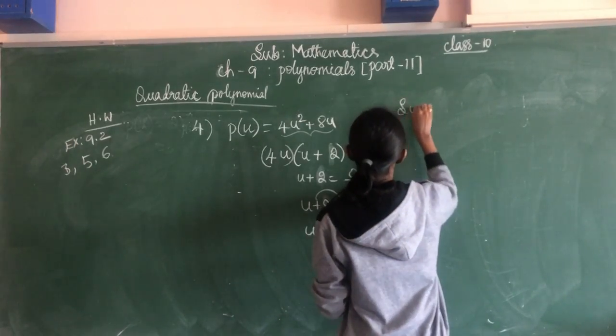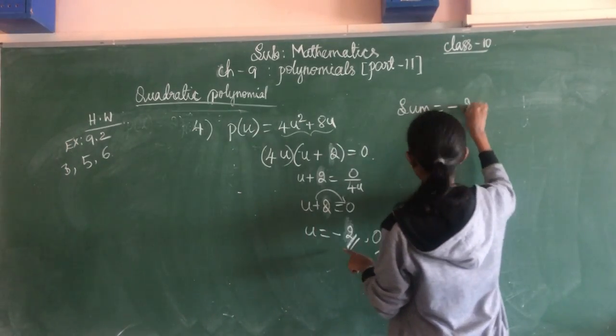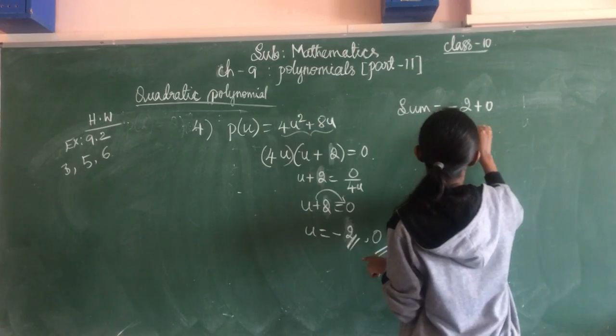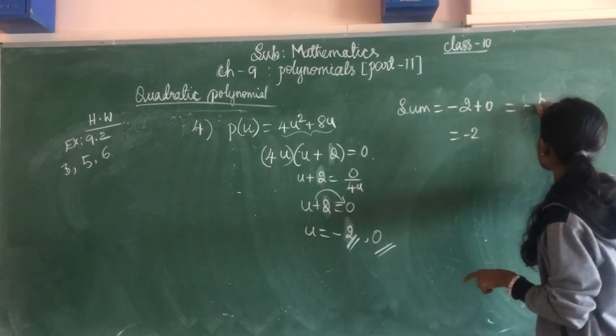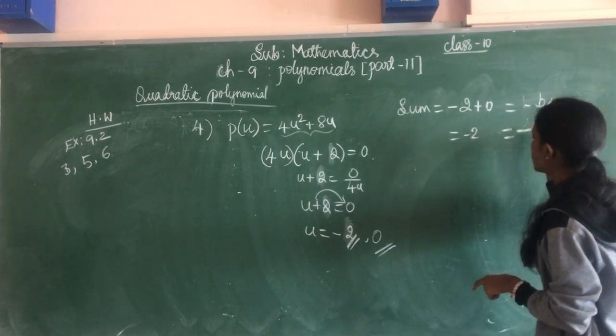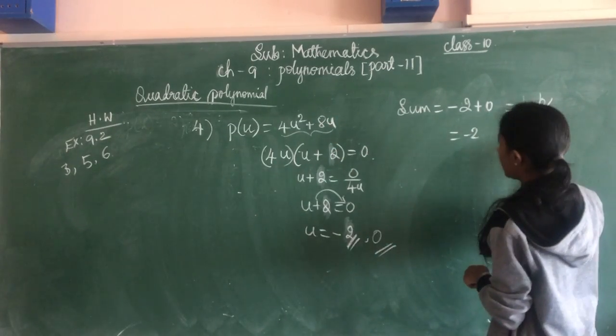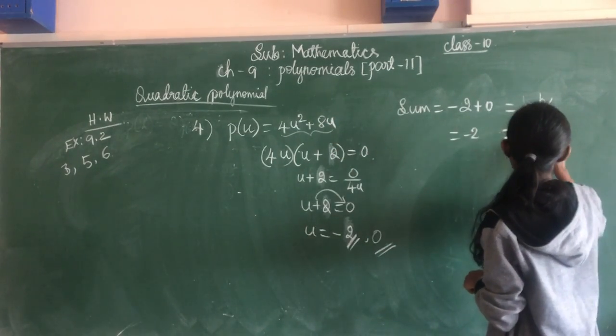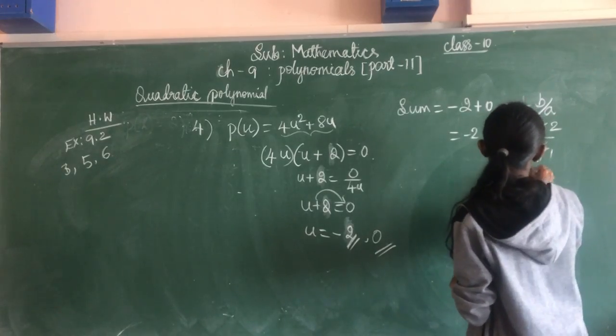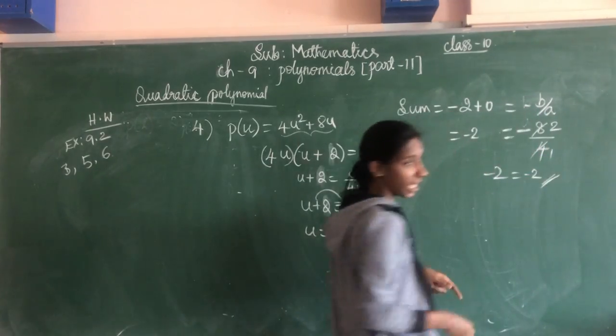So if you cross check, the sum is equal to minus 2 plus 0. It is equal to minus 2. And the formula is minus b by a. Minus b is 8, a is 4. 4 ones are 4, 4 twos are 8. So your answer is correct.